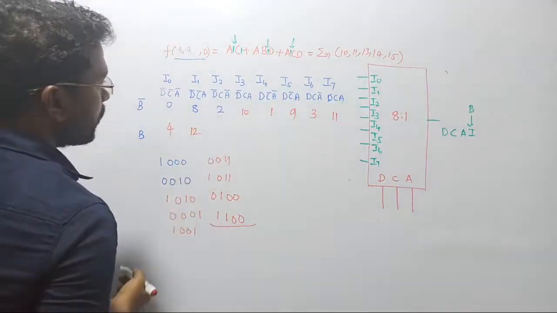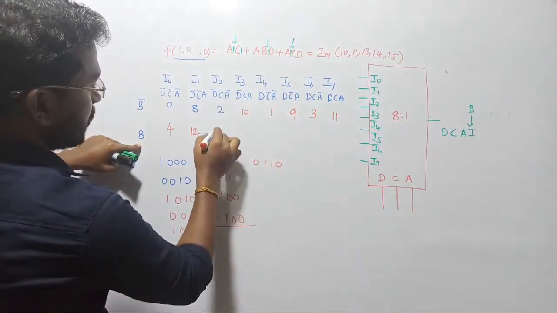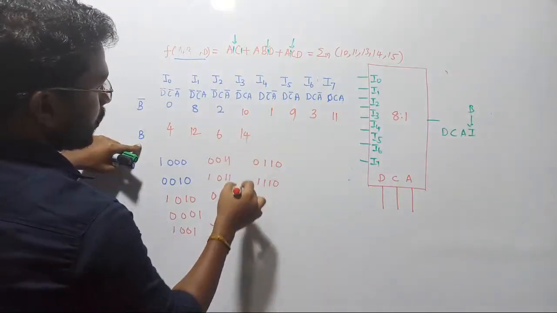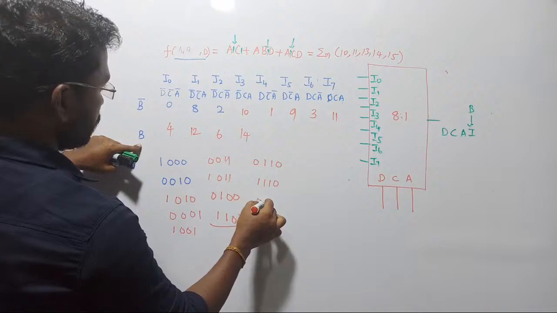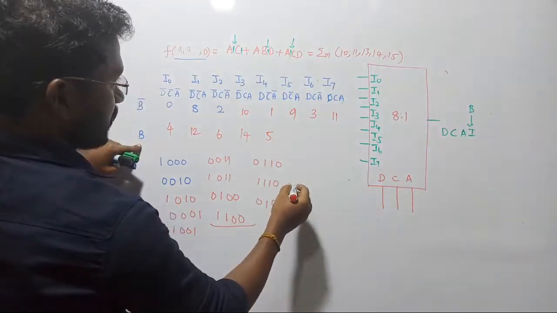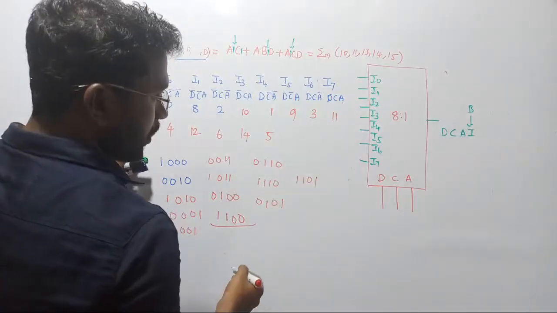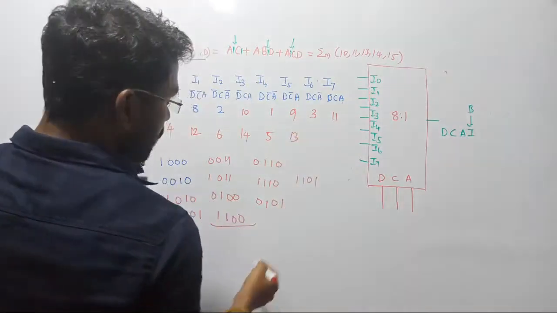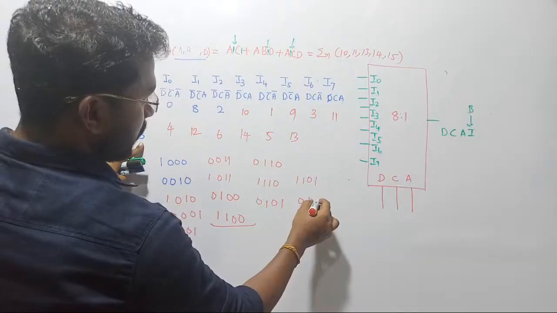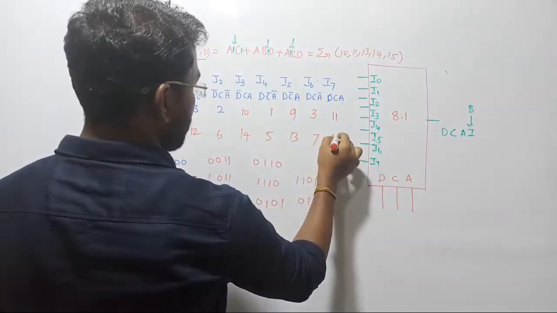Let's consider 0 1 1 0, that is equal to 6. Next 1 1 1 0, which is equal to 14. Next 0 1 0 1, so that is equal to 5. Next 1 1 0 1, I think that is equal to 13. Next 0 1 1 1, so that is equal to 7. Finally all are 1, so we consider 15.